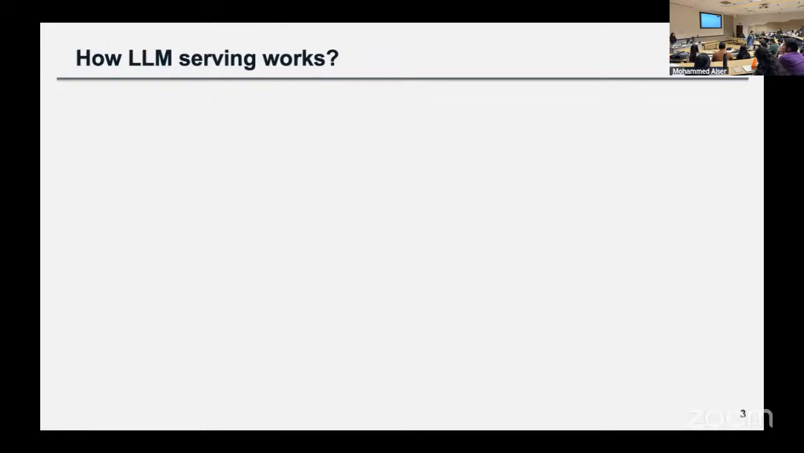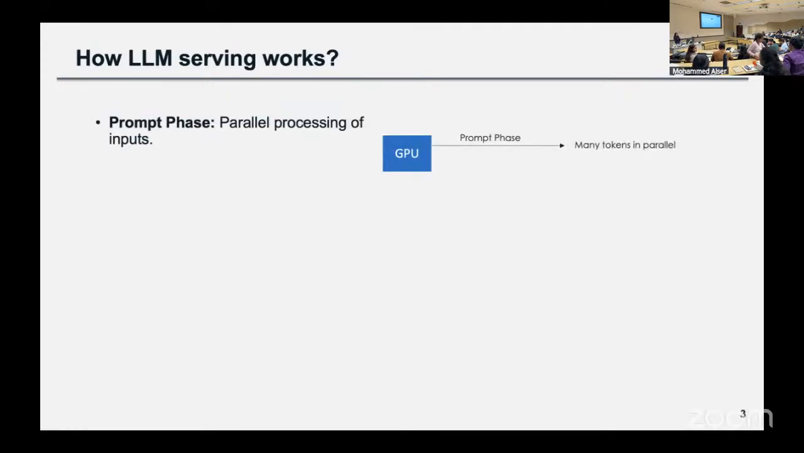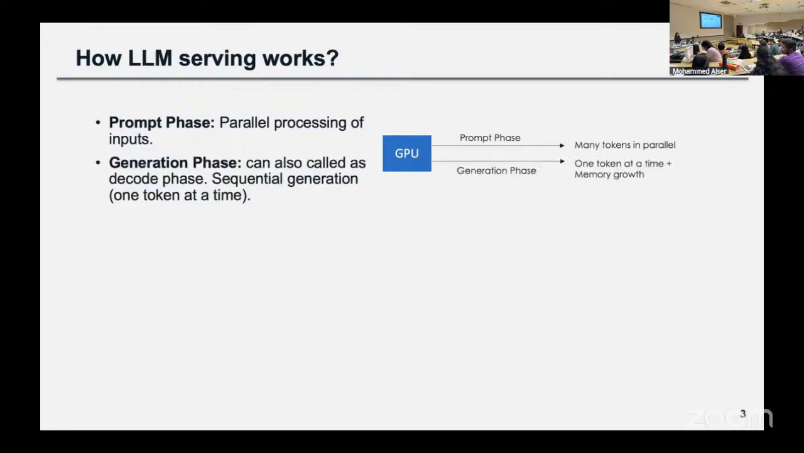Now, let's see how LLM serving works. That means how ChatGPT and all these LLMs run in real life, like when we give a prompt and it gives us the output, right? There are 2 phases to this. First is the prompt phase. Here, all the tokens are processed in parallel inside the GPU at a time. So it is very fast and very efficient. Next is the generation phase. It is also called the decode phase. It produces tokens one by one, each depending on the previous ones.